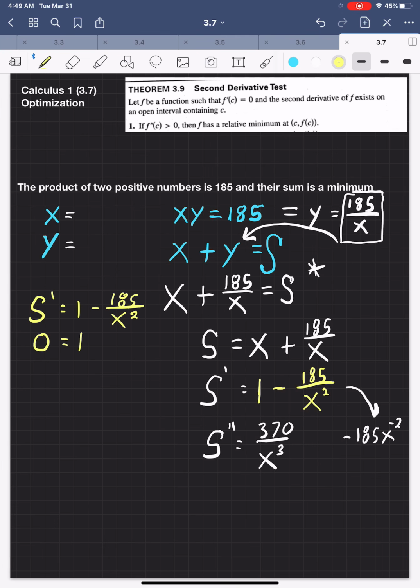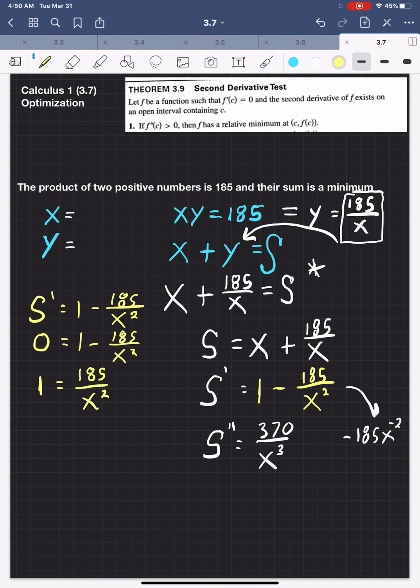So 0 is equal to 1 minus 185 over x squared. Let's go ahead, and I'm going to do two steps at once. I'm going to subtract this 1, so I'll have a minus 1, and I'm going to divide by negative 1 on both sides. That gets rid of the negative symbols. So that leaves me with positive 1 is equal to positive 185 over x squared.